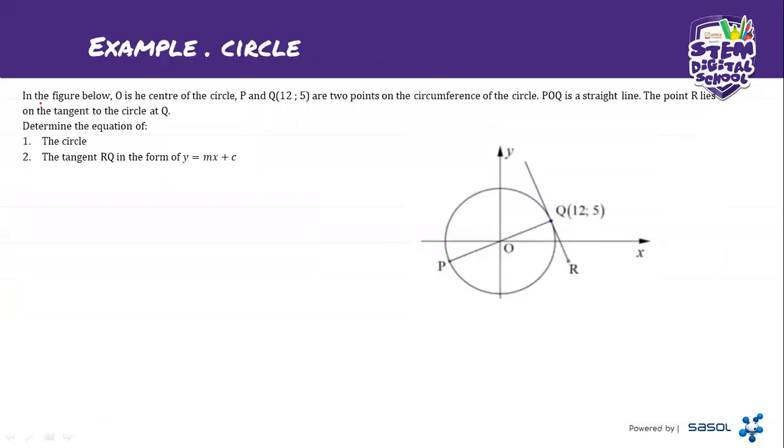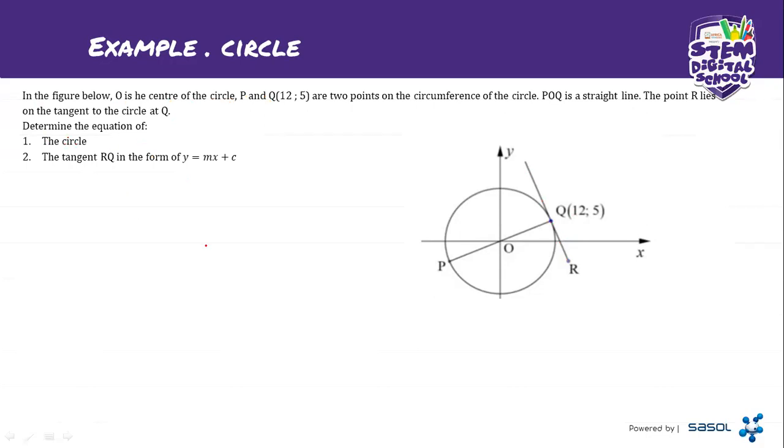In the diagram, in the figure below, O is the center of the circle. P and Q, Q is (12, 5), are points on the circumference of a circle. POQ is a straight line. The point R lies on the tangent to the circle at Q. You can see that we have a tangent there, and then we have points Q and R on that line. All right, now the first question, determine the equation of the circle.